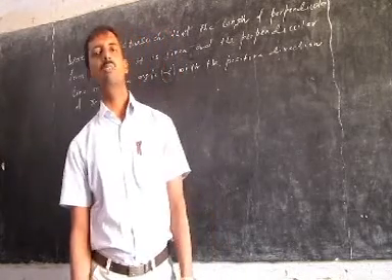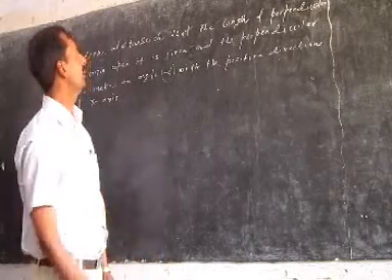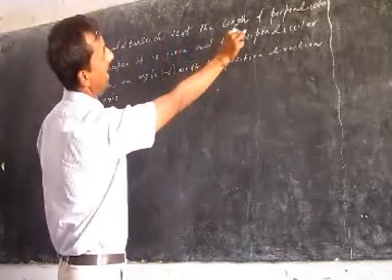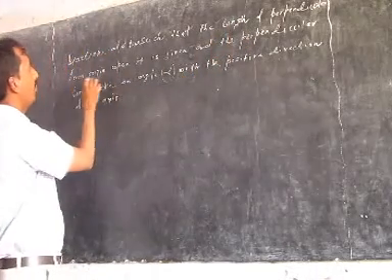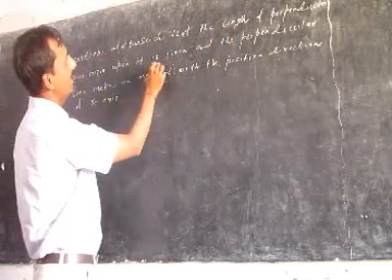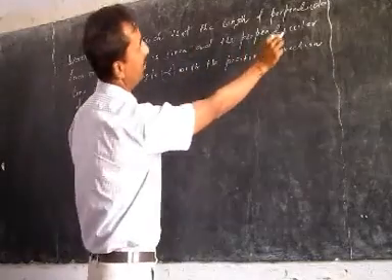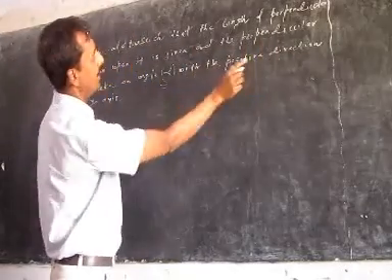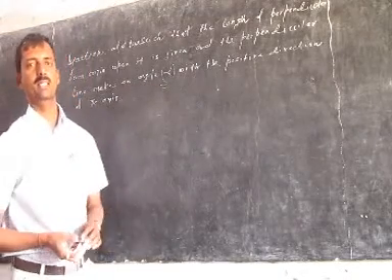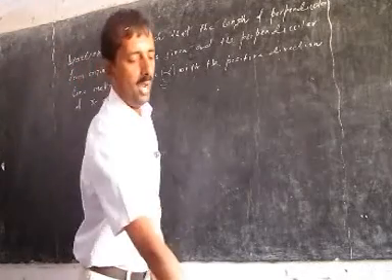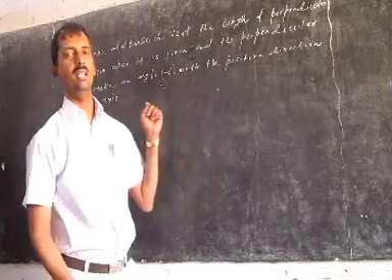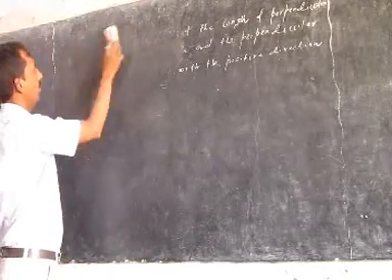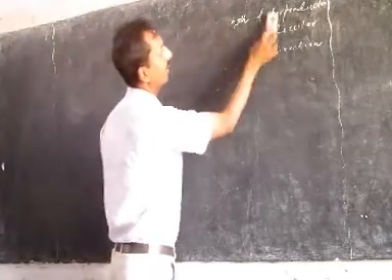The statement of this form is like this: the equation of a line such that the length of the perpendicular from the origin upon it is given, and the perpendicular makes an angle alpha with the positive direction of x-axis. We have to find the equation of the line under this condition.